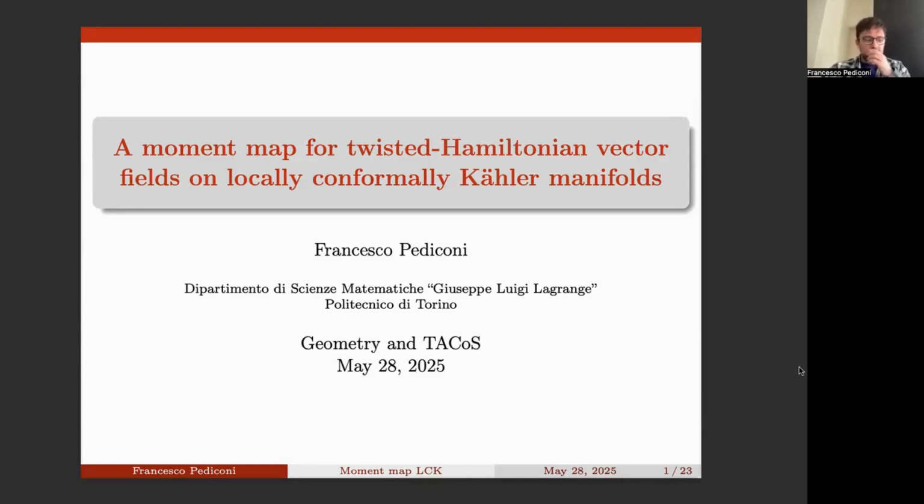So in this talk, I'm going to report on a joint work with Cristiano Spotti, Simone Calamai, and Daniele Angella about a moment map for twisted Hamiltonian vector fields on lcK manifolds.